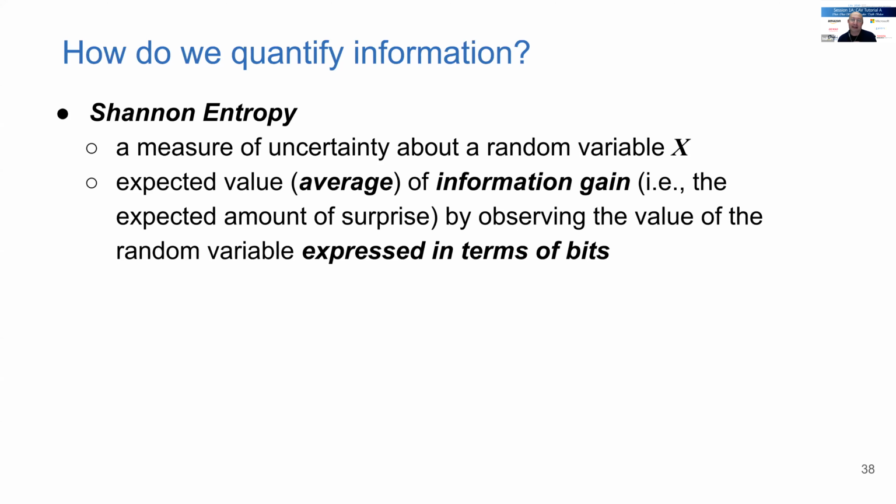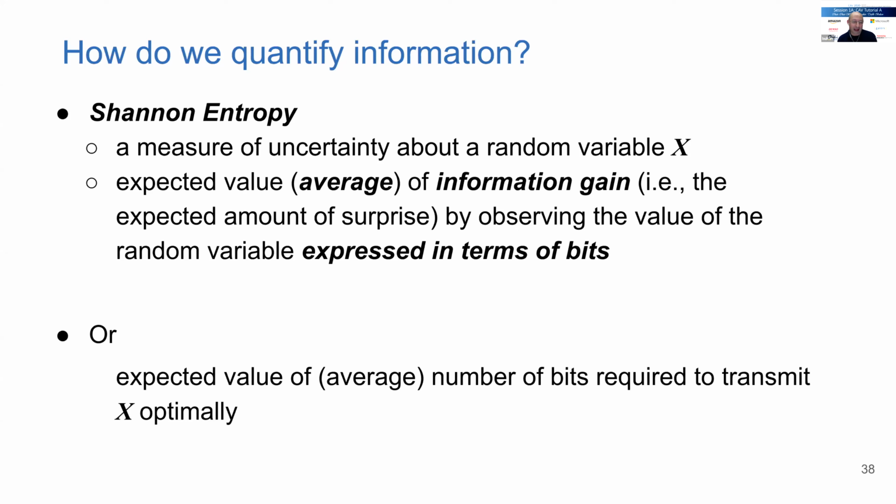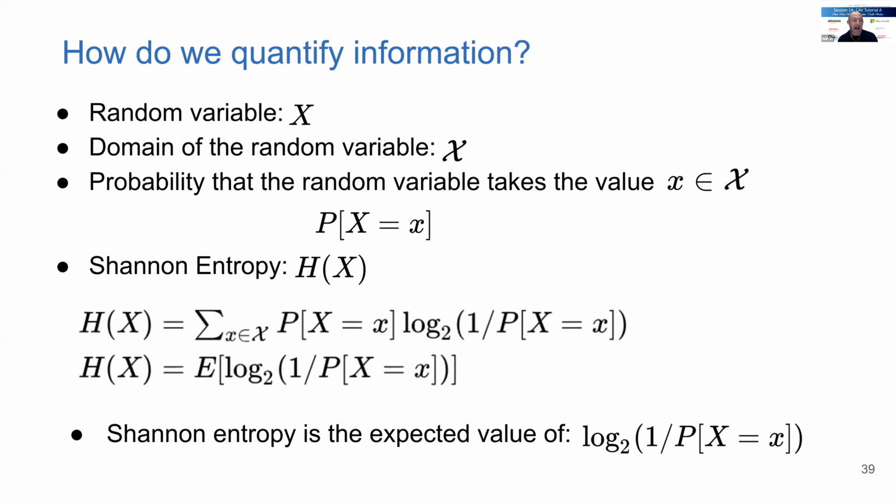It's expressed in terms of bits, okay? Another way to say it, it's the expected value of the number of bits required to transmit X optimally. So if you are going to pass the value of this variable, how many bits you need on average? That's another way to look at it. This is a crowded slide, but let me go over it. I have a random variable X, and it has a domain of values. It takes values from that domain, and there is a probability of X taking a certain value. It has a probability distribution.